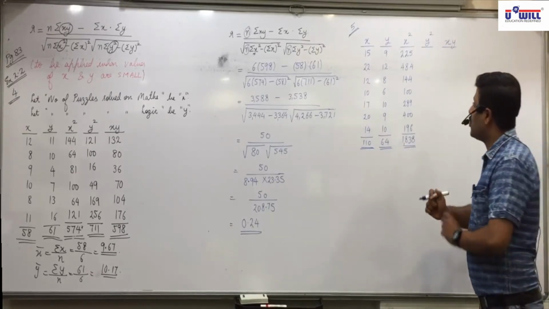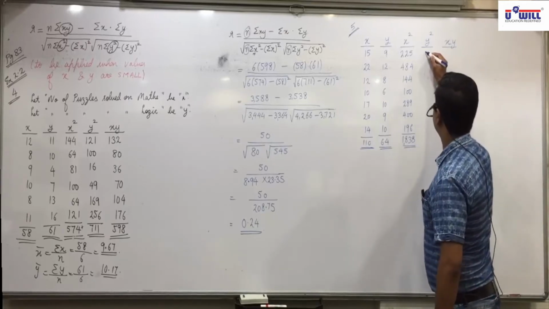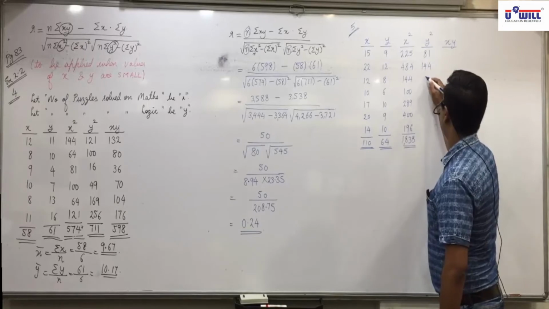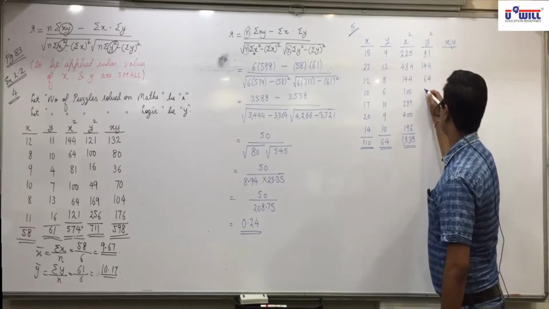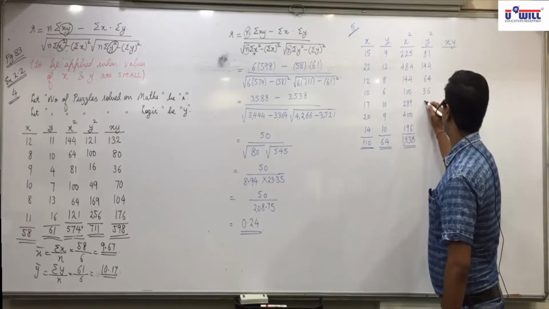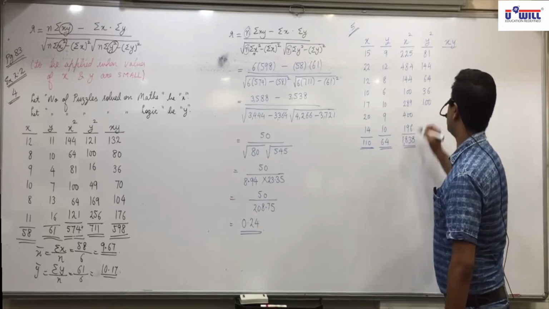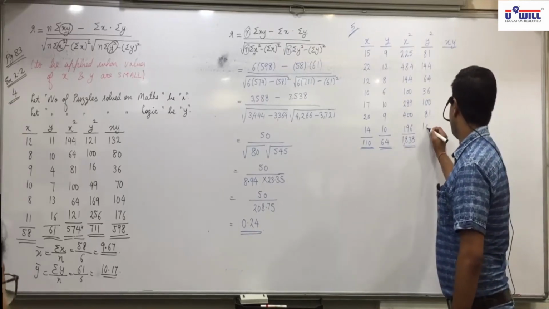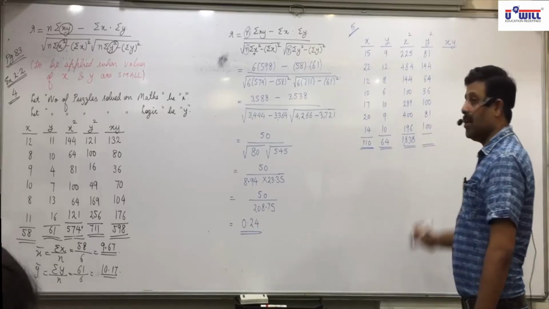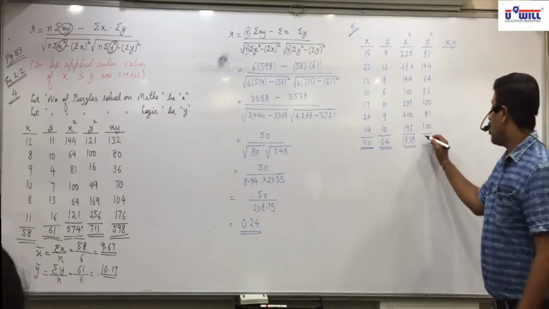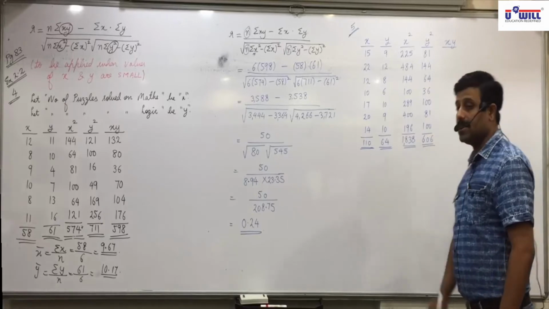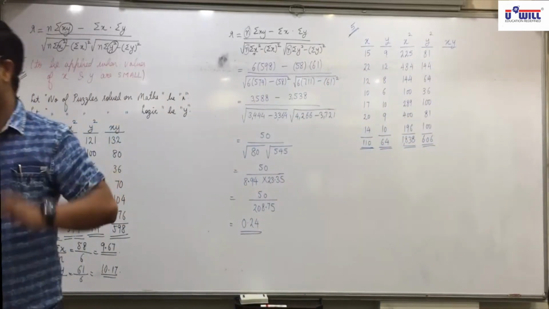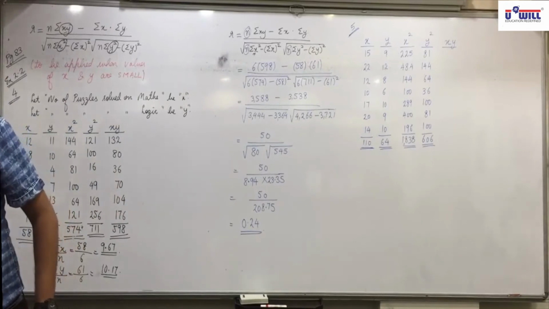Then Mewadi, Y square. 81, 9 square 81. 144, 12 square 144. 64, 8 square 64. 36, 6 square 36. 100, 10 square 100. 81, 9 square 81. 100, 10 square 100. Total is 606. Is everyone able to get it?